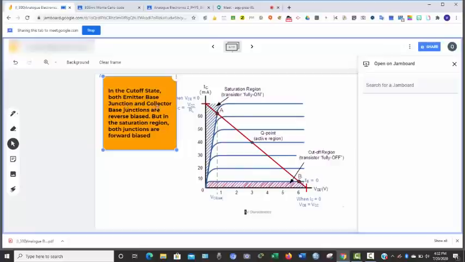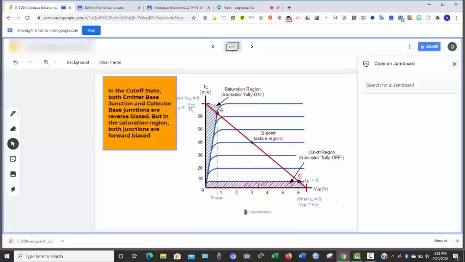So we say in the cutoff state, both the emitter-base junction and the collector-base junction are reverse biased. You know, for a diode, you need to overcome a certain voltage before it can start to conduct. That is like 0.7 volt and 0.3 volt. Like the depletion region, you need to overcome that depletion region. So in this case, you need to overcome that before this thing starts to conduct.